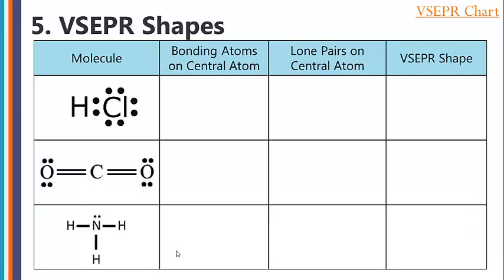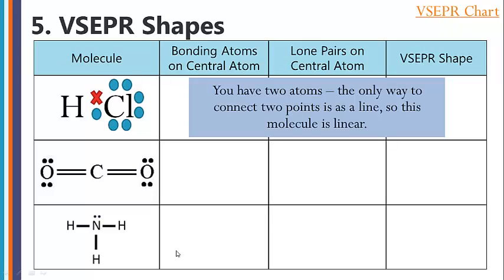Number 5 is predicting VSEPR shapes of some molecules. So first one I have is HCl. And you might come across this one and get stuck because it asks for the bonding atoms and the lone pairs on the central atom. But I've only got 2 atoms. So the only way to connect 2 points is with a line. So this molecule is linear because there's only 2 atoms.